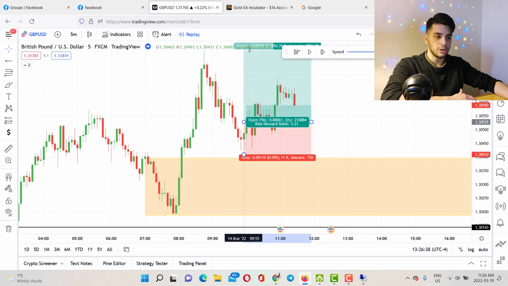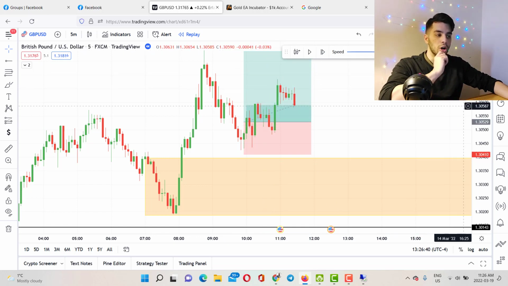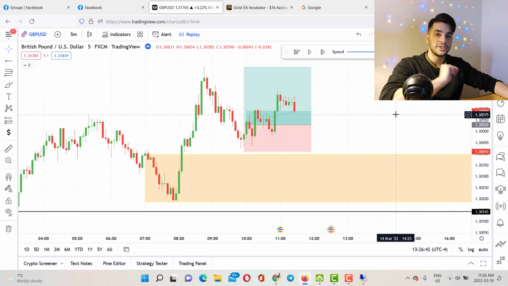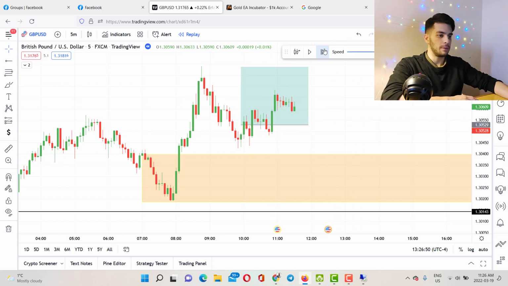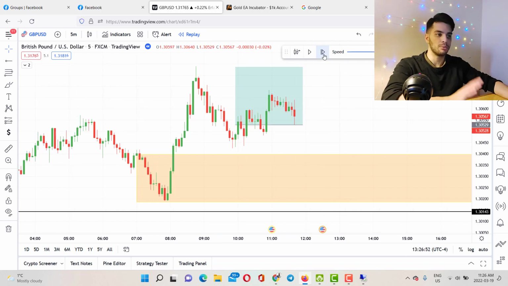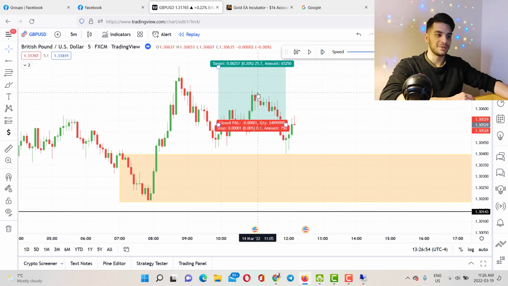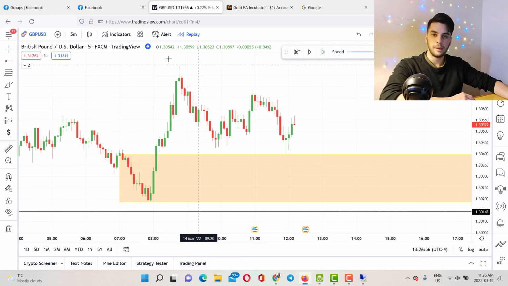So I could also leave a runner here, but I always leave a runner when my first TP is smashed, and I leave the second one as a runner, and I move the stop loss to break even. So whenever the price wants to tap into my entry, it's just a risk-free trade. As you can see, it was a one-to-one trade, and after that it never tapped into this level.